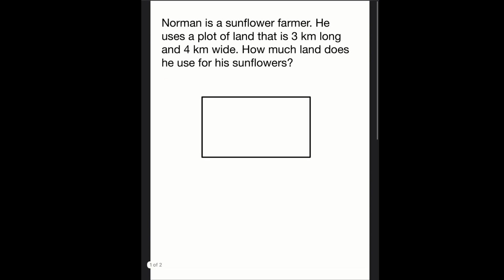Okay. Let's do another one. The other one says Norman is a sunflower farmer. He uses a plot of land that is 3 kilometers long and 4 kilometers wide. How much land does he use for his sunflowers? So now if we take the words how much land, we can assume that we are trying to find the area. Other information we know is that it's going to be 3 kilometers long, so 3 kilometers, and 4 kilometers wide, so 4 kilometers.